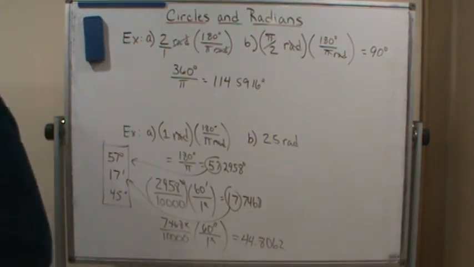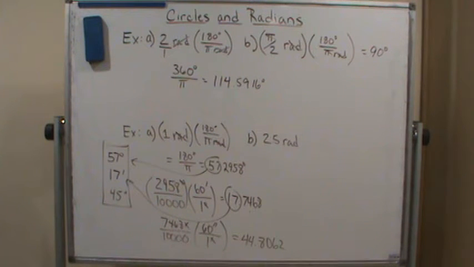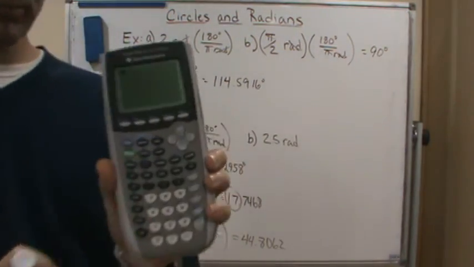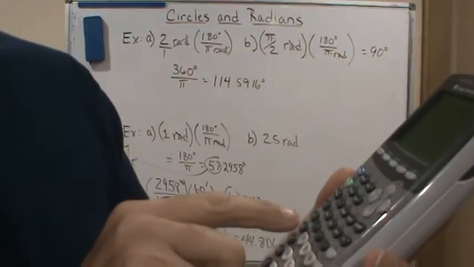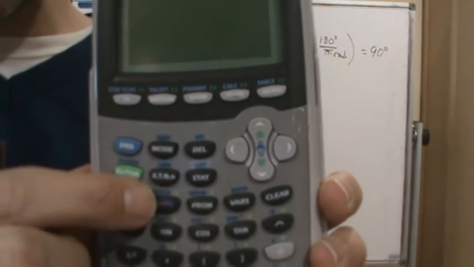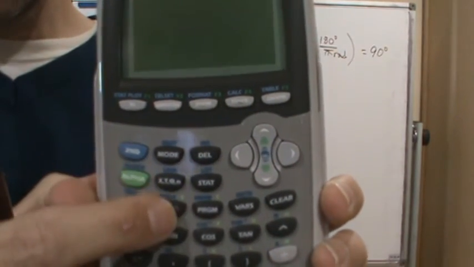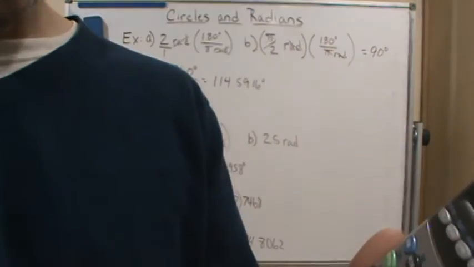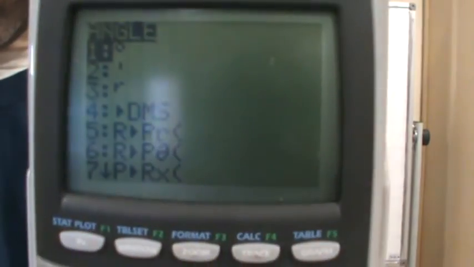So now I want to put in the radian amount followed by the radian symbol. Okay, so the radian here is 1 radian. So I'm going to put 1. So I'm going to put 1, and then I'm going to go under my angle menu. So angle menu is right above there. So I'm going to do second and then angle. And now I want the radian, which is number 3. So I'm going to select number 3. And now it's got the radian symbol.